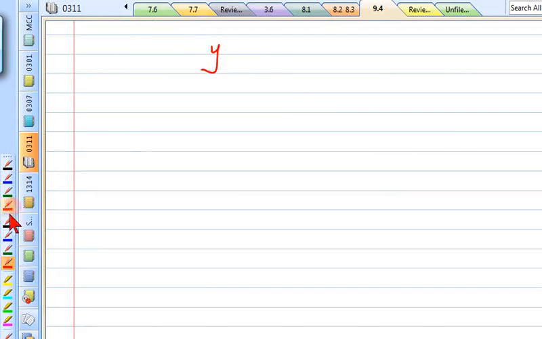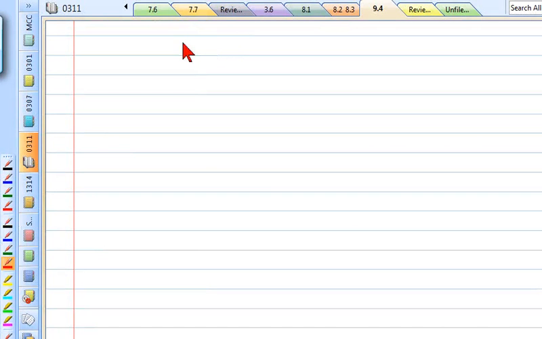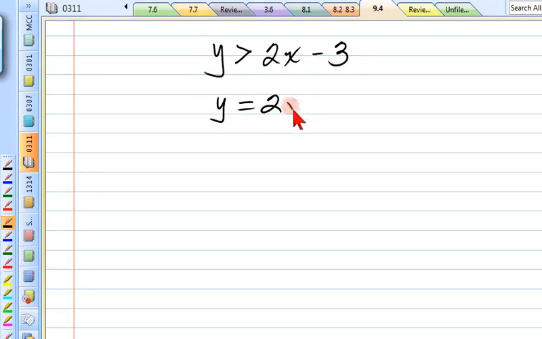What if I had, change that. What if I had y is greater than 2x minus 3? Well, it's already in the form y isolated, mx plus or minus b. What if you just graphed y equals 2x minus 3?